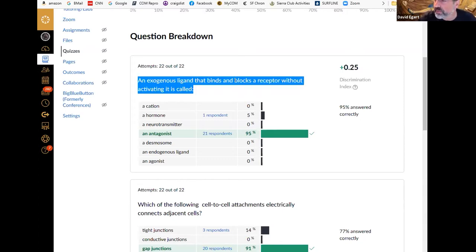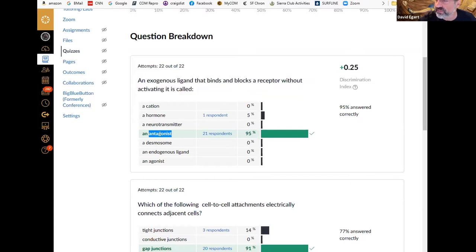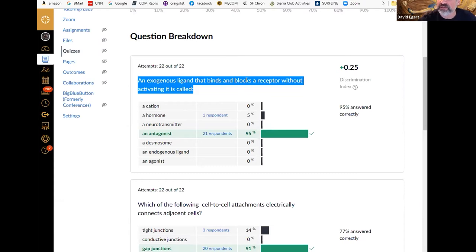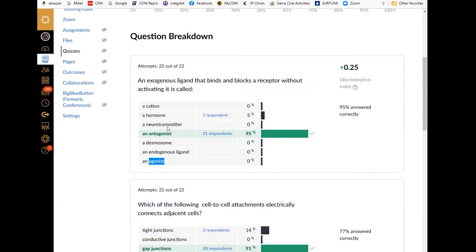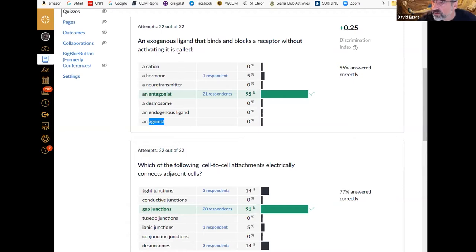If they bind and they block it without activating it, that's, again, most people got an antagonist. What would we call it if it binds it and activates it? Agonist. That'd be an agonist. So good. Again, we're going to be spending more time on this in a few moments, talking about what exactly happens when a ligand binds a receptor and what are all the steps involved there.